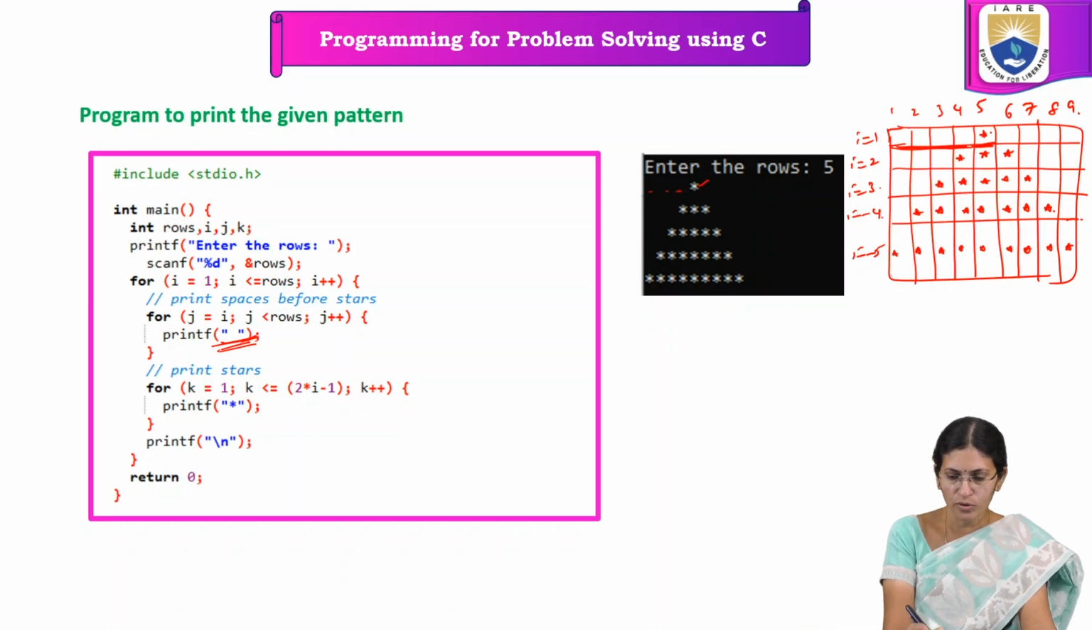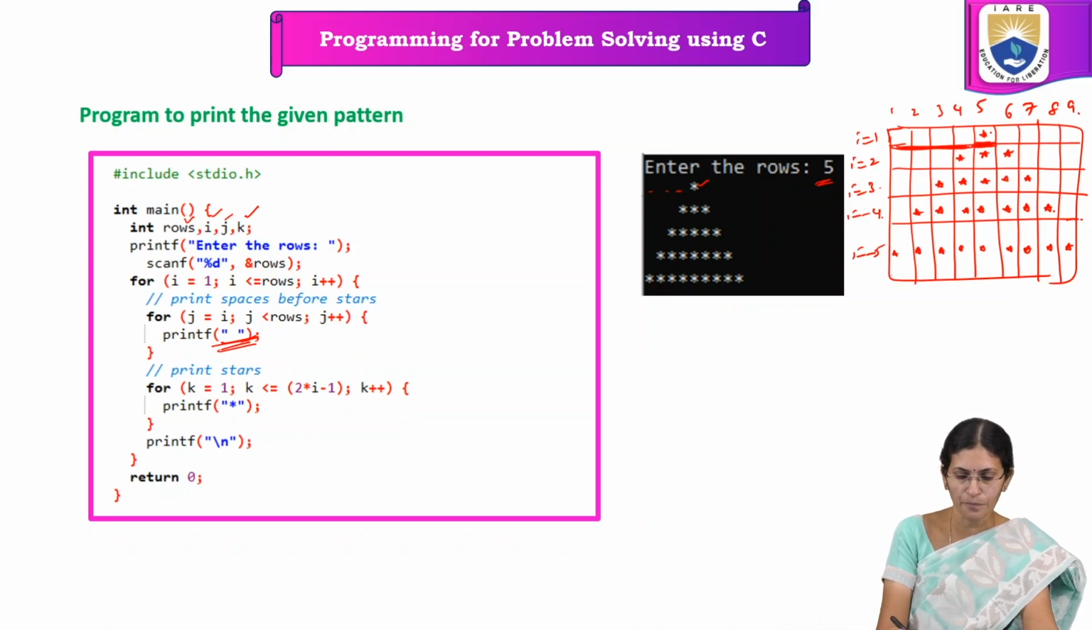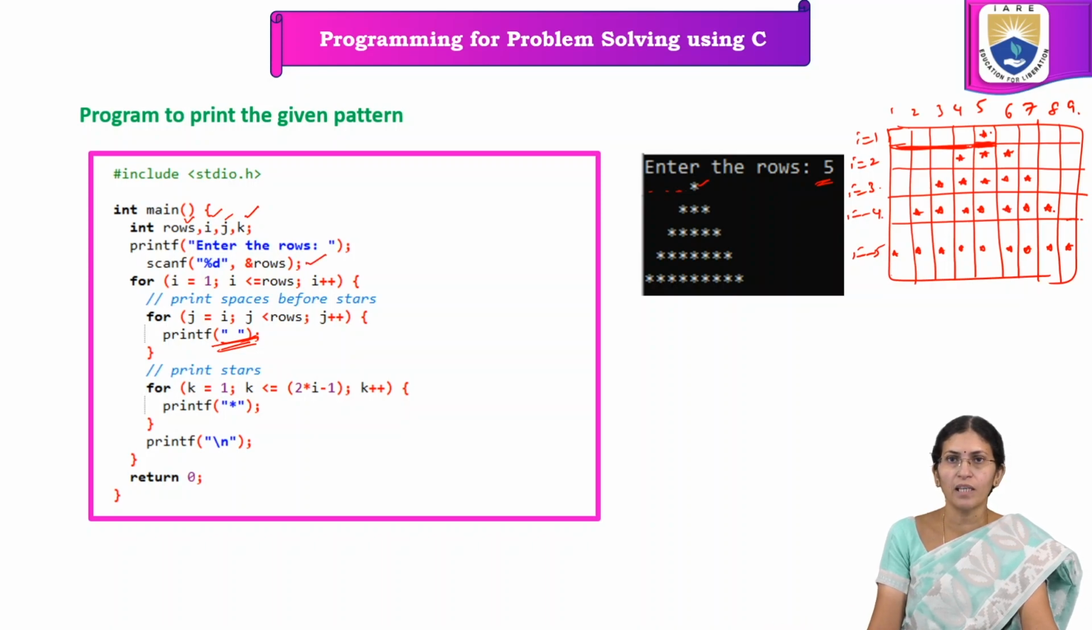So these are the variables which are used here. rows corresponds to the number of rows entered by the user. i is the variable to iterate over the rows, and j is the variable to iterate over the columns specified to print the spaces, and k is the variable to iterate over the columns specified by the star, where we need to print the star. Next we need to read the value of rows. So rows is equal to, this value is given by the user, and that is read by means of the scanf function.